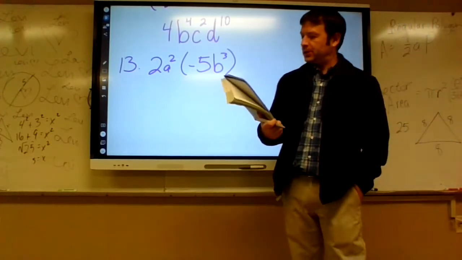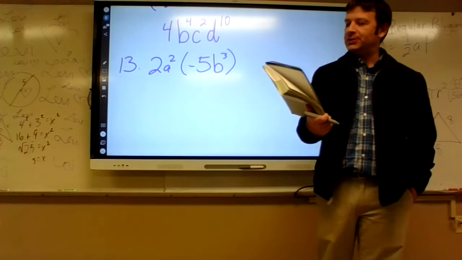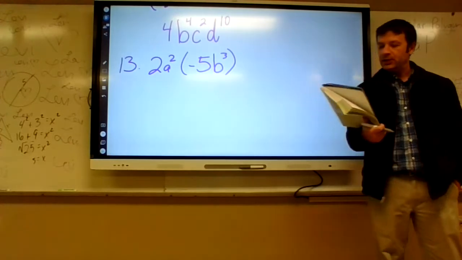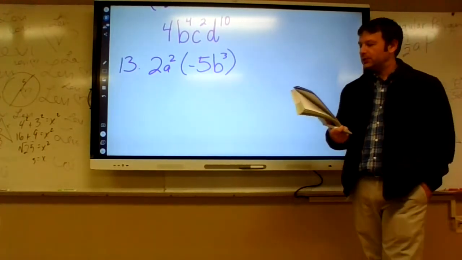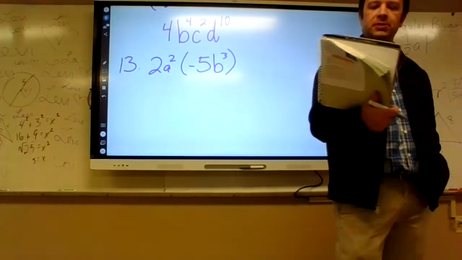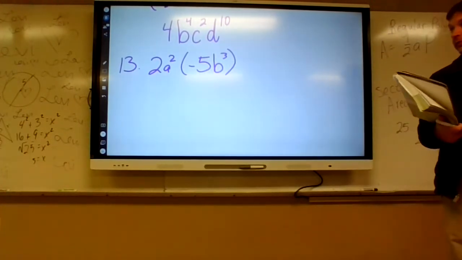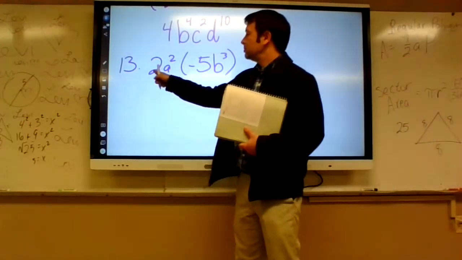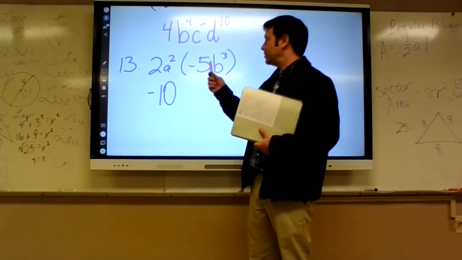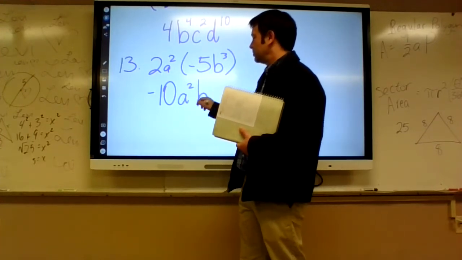Okay, 13. That's just a bunch of stuff multiplied together, right? It's kind of like number 5. The parentheses just means multiply. So what can I do there? Since it's just a bunch of multiplied stuff, I can multiply whatever I want. So what's 2 times negative 5? Negative 10. Good job, Lisa. And then times a squared times b to the third, does that do anything? No, so it's just a squared b to the third.